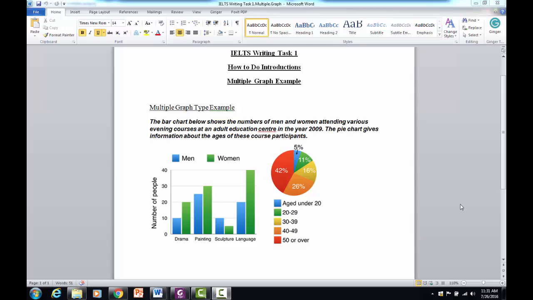Okay, so now let's take a look at another example of how to do the IELTS introduction. For this one, we're looking at a situation where we have two charts. Right here, we have a bar chart that's talking about men and women, and we have a pie chart. A lot of students ask me, how do you do it if you have two charts? Does your strategy change?